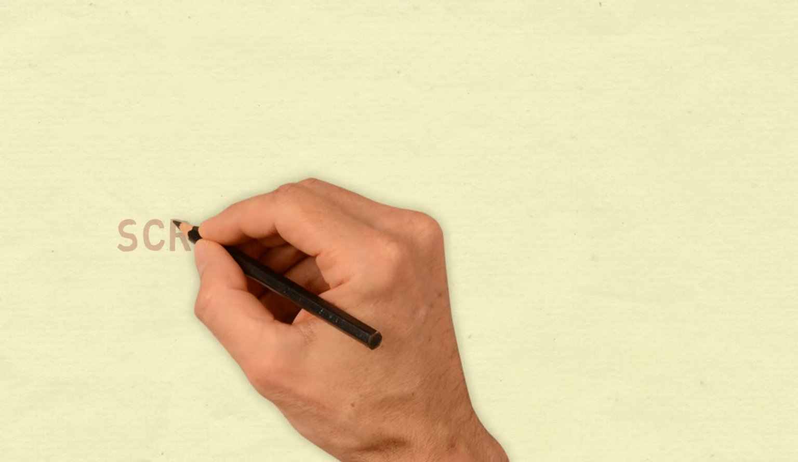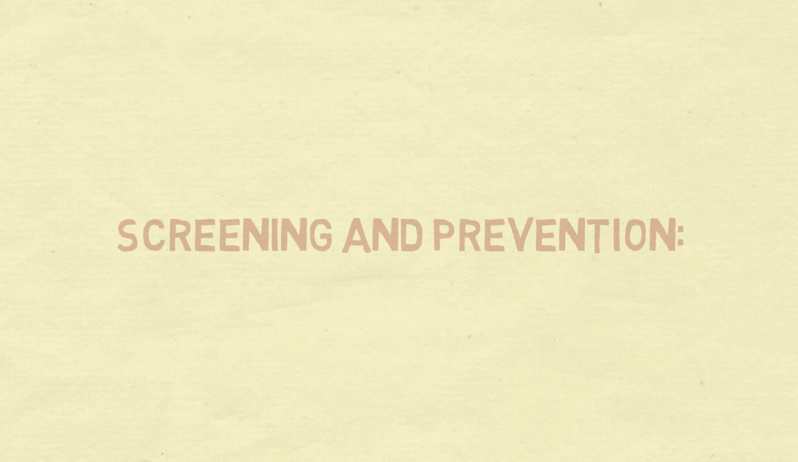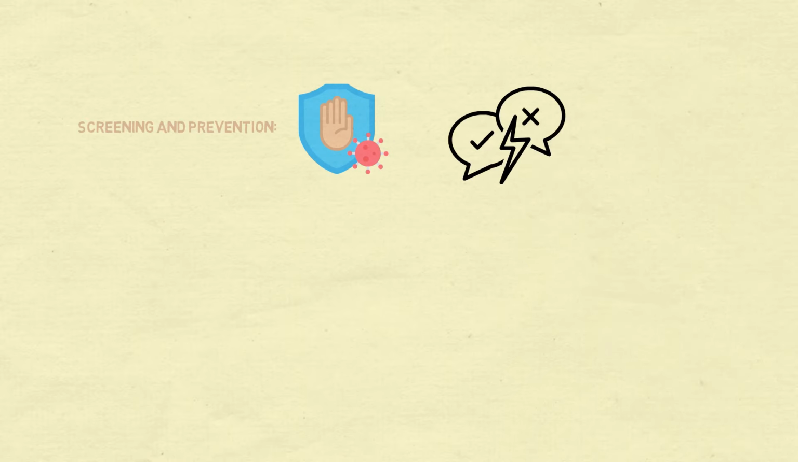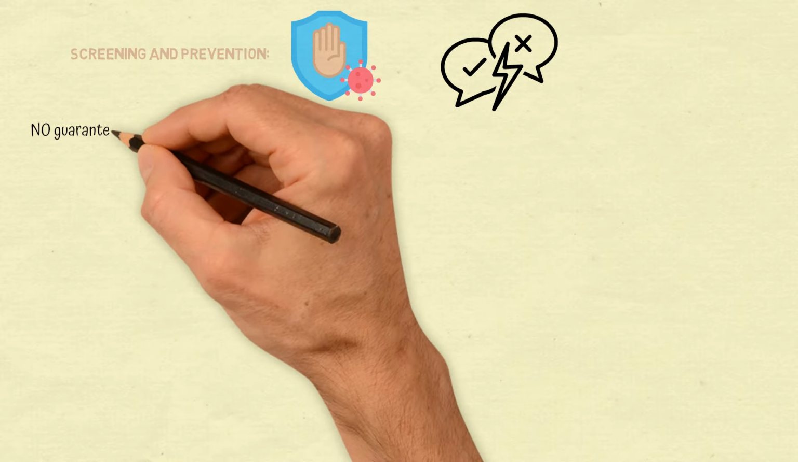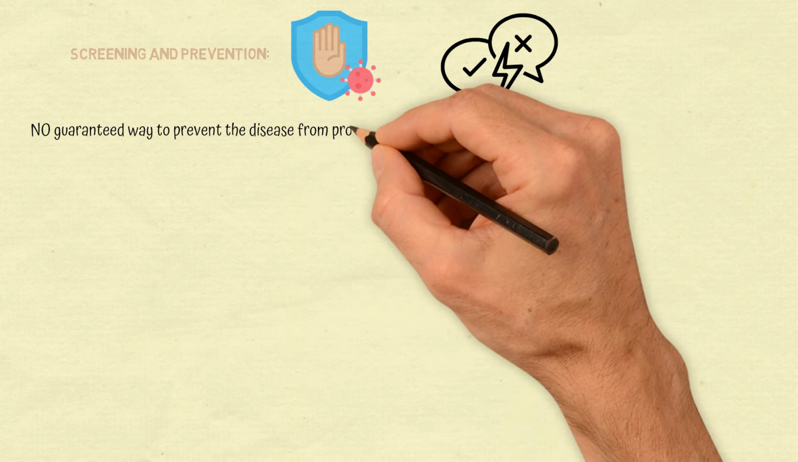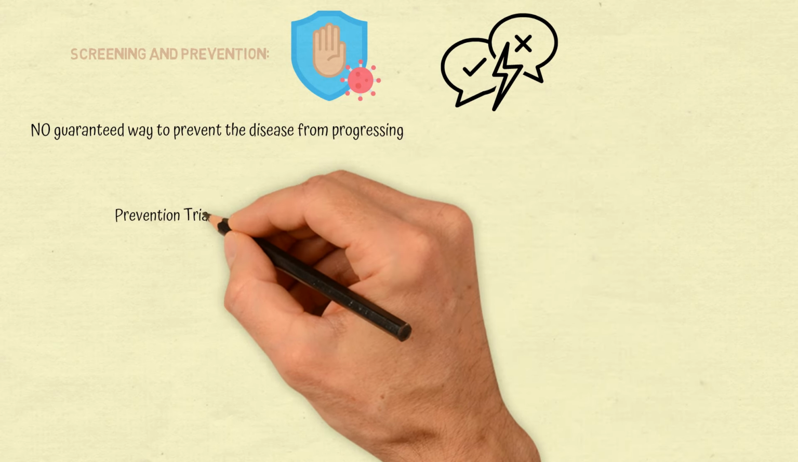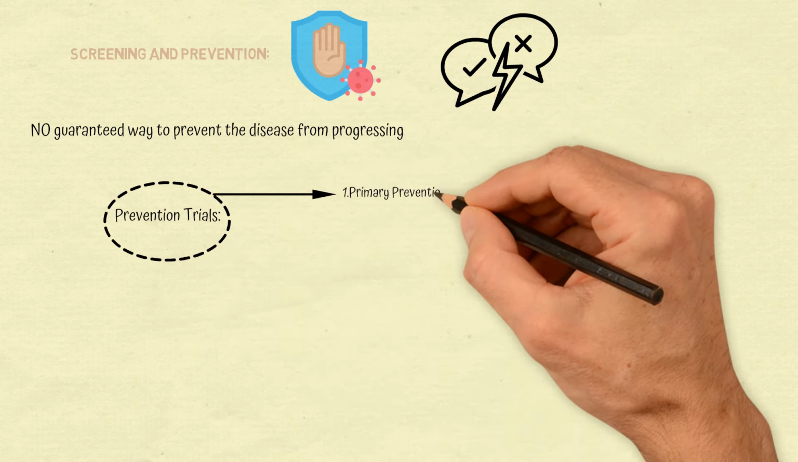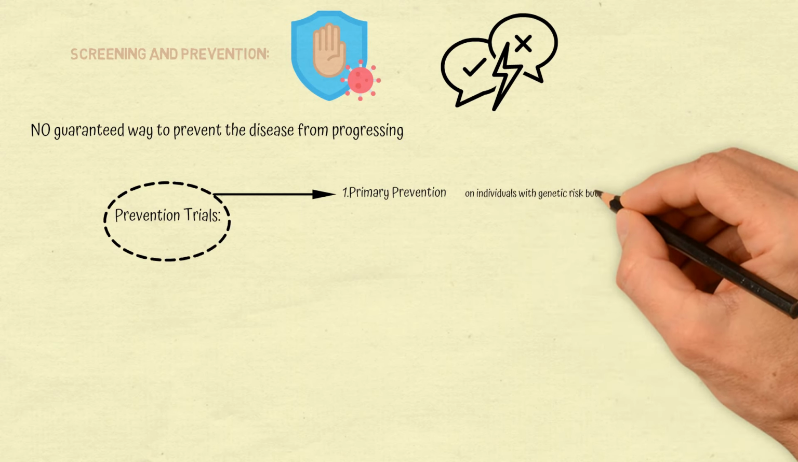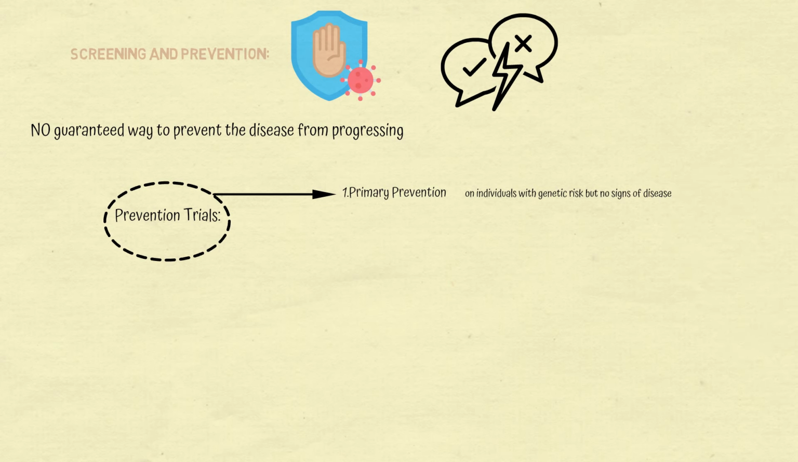One big question is whether we can screen and prevent type 1 diabetes. Currently, screening for autoantibodies is controversial. Even if someone tests positive for these antibodies, there's no guaranteed way to prevent the disease from progressing. 1. Primary prevention. This type of prevention focuses on individuals who have genetic risk factors but no signs of disease.